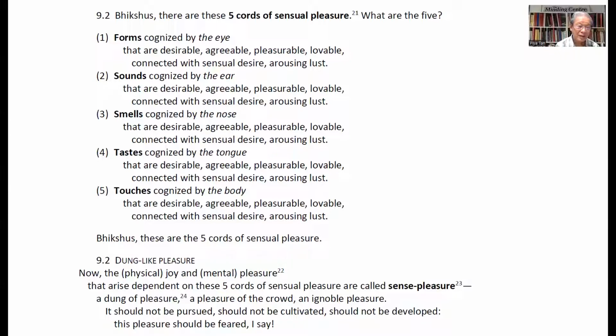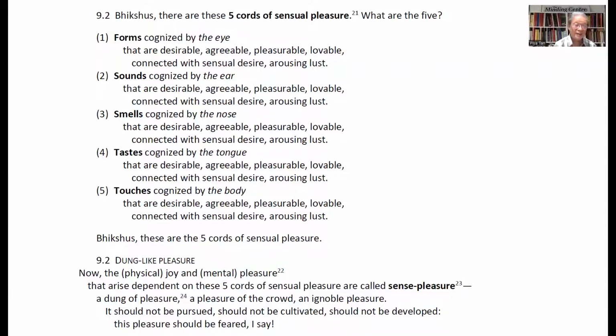Now, of these five cords of sense pleasure, why does the Buddha mention each of them as cognized by? For example, form cognized by the eye, sounds cognized by the ear, smell, nose, taste, tongue, body, touches. These are the functions of each of these senses, if you like. They are mentioned in this very special way because, according to early Buddhist psychology, there is no synesthesia.